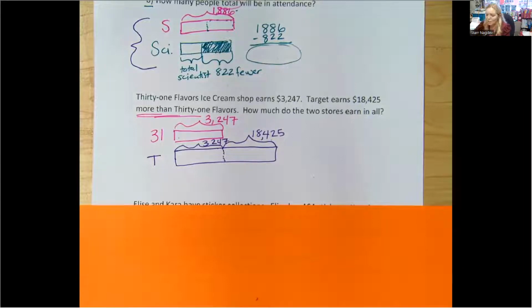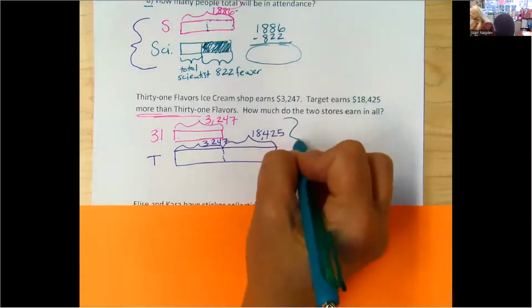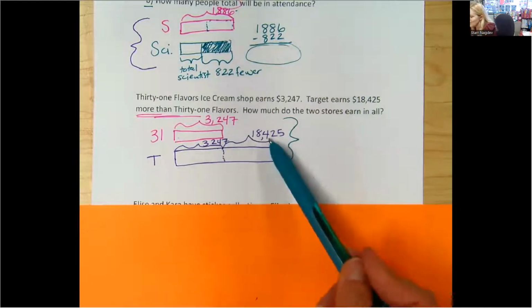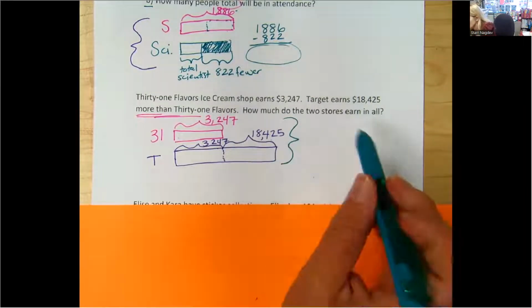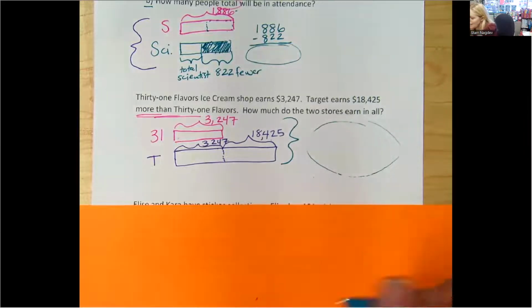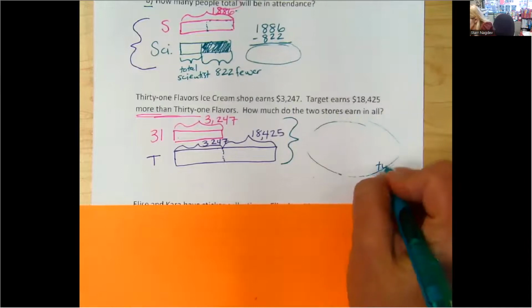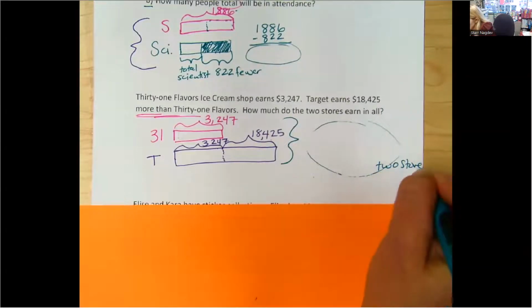The question we need to answer for is, how much do the two stores earn in all? So again, if I were to put brackets around all of that, it means that we're adding all of those amounts together to come up with our answer. And we always want to label our answer. So that would be the two stores in all.